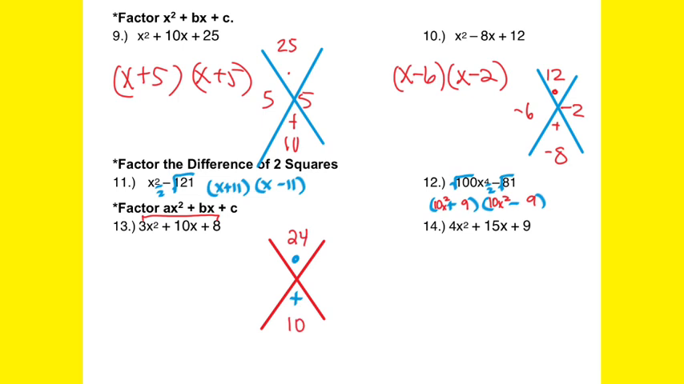And again, I find my two factors: two numbers that multiply to be 24, 6 and 4, and add to be 10x would be 6x and 4x. And I have to factor by grouping. I put the 3x and the 8 down. And then what adds up to be 10x goes in the middle.